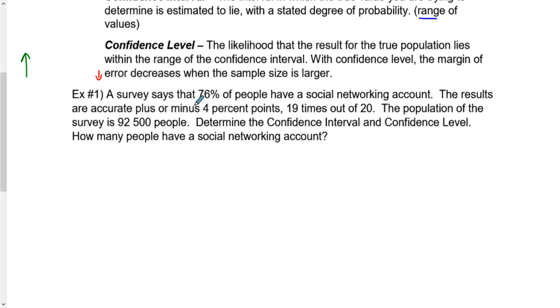Example one: a survey says that 76% of people have a social networking account. Results are accurate plus or minus 4 percentage points, 19 times out of 20. The population of the survey is 92,500 people. Determine the confidence interval and confidence level. How many people have a social networking account?